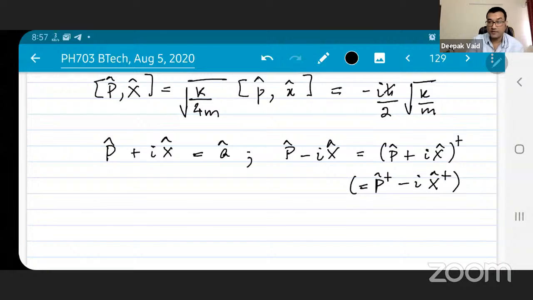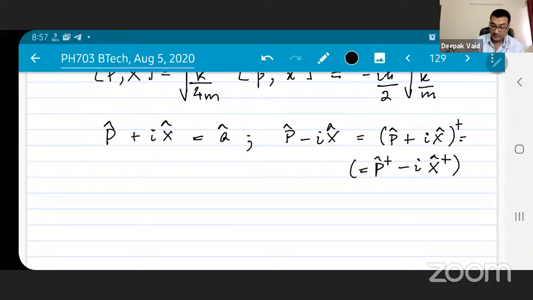I will give lots of numerical problems, don't worry about that. The numerical problems will come, but we're doing theoretical physics, so the theory comes first, right?